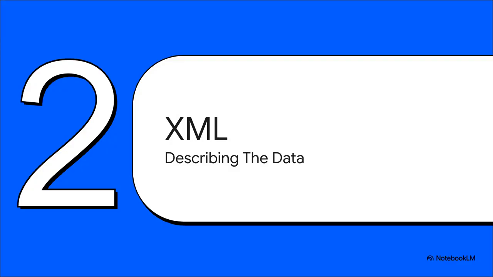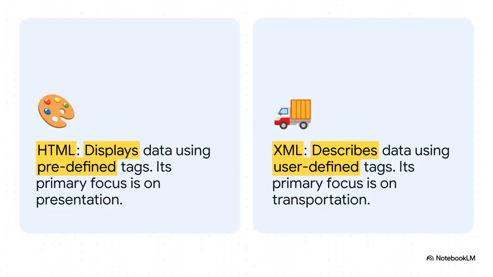Simple, right? Okay, so HTML is all about displaying stuff. But what if you don't care about how the information looks? What if you just need to describe some data so you can send it somewhere else? Well, for that, you need a totally different tool, XML. And this is where we hit a really crucial difference.